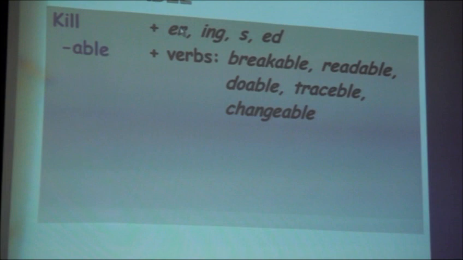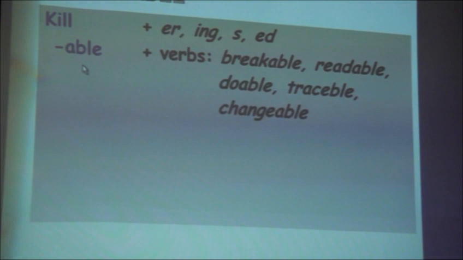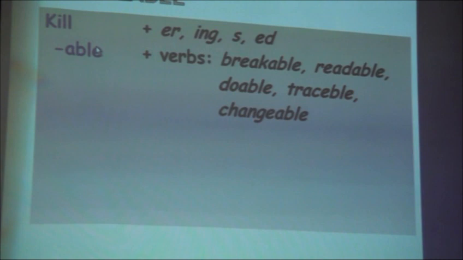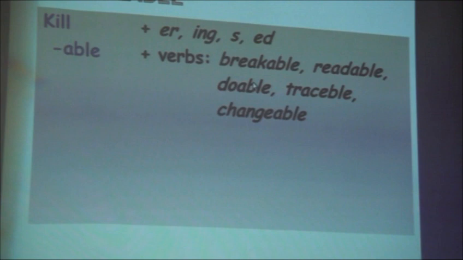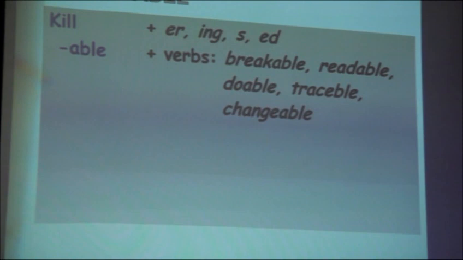er, killer, or ing, killing, right? And able is a nice piece, because what it does is when you hang it onto a verb, you get an adjective, right? You can hang it on a great many words: breakable, readable, doable, traceable, changeable, whatever. What else? Likeable. Think, what are they? Doable. I have doable there, but never mind.